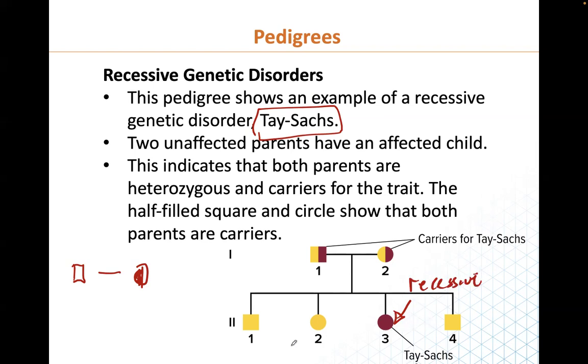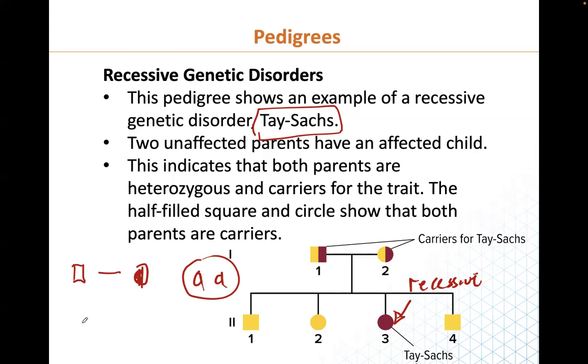Before a baby would have Tay-Sachs, it has to inherit two recessive alleles. It is not possible to inherit two recessive alleles if one of the parents is not a carrier.